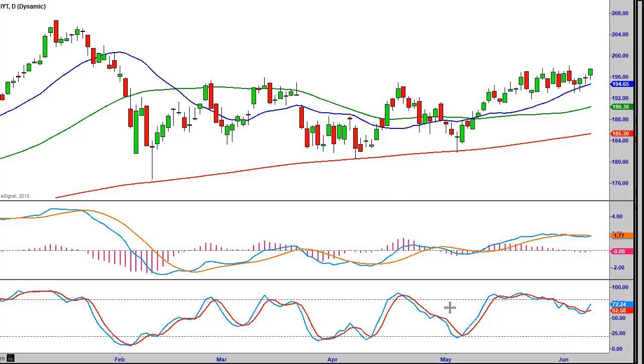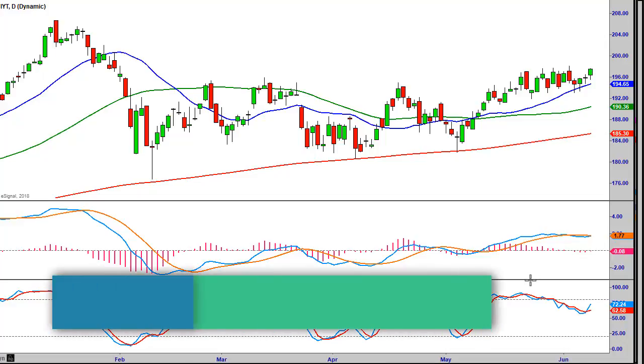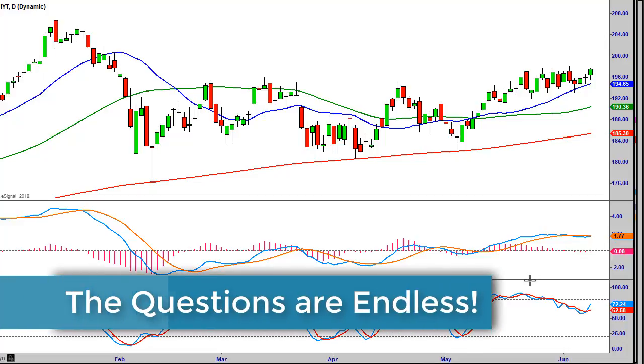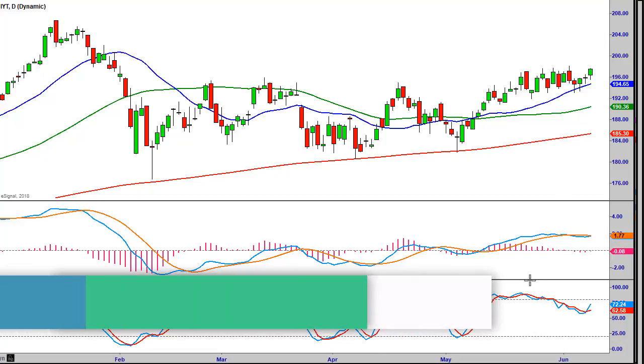So it continues to lead to the question, is overbought really overbought? Why don't oscillators become oversold and then turn up again? Do you need to change the settings? Are these the right combinations? The questions are endless and, of course, result in confusion.